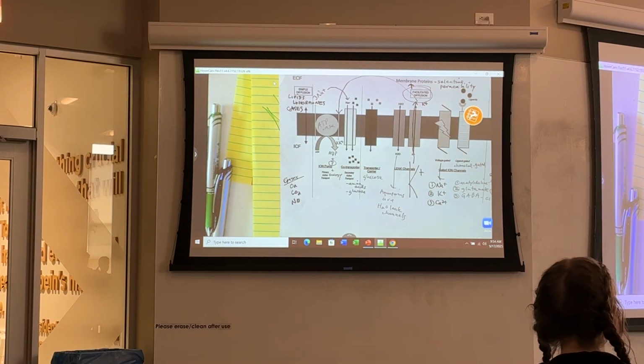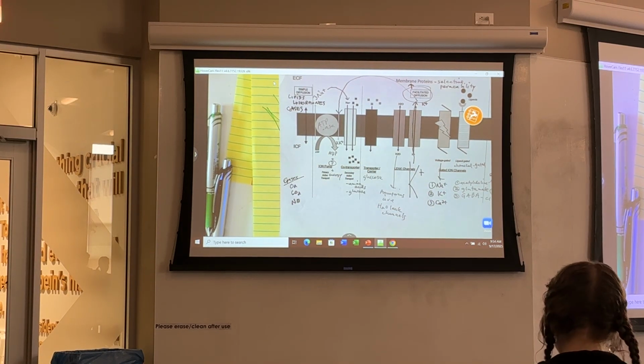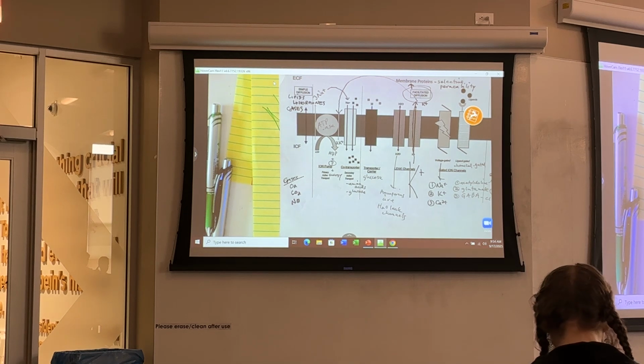So those are the 3 reasons why there's a negative resting membrane potential. When we get into the nervous system, we'll start talking about depolarization and hyperpolarization, but we're not there. Does that answer your question? Okay.